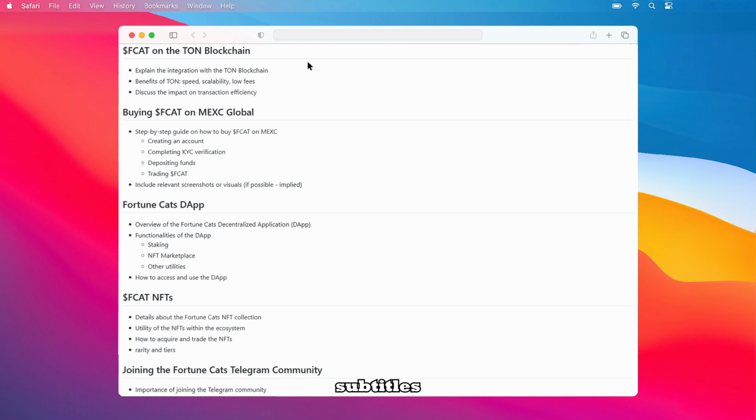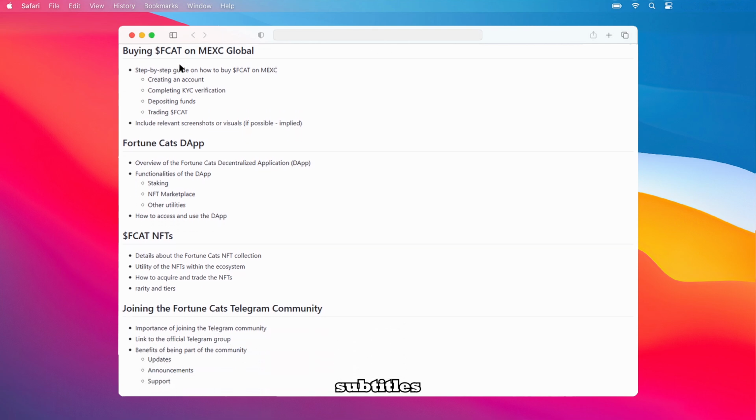Acquiring $SCAT is straightforward on MEXC Global. First, you'll need to create an account, then complete the KYC verification process. Once that's done, you can deposit funds into your account and then trade for $SCAT. Be sure to look at images if any are provided on the screen for guidance.